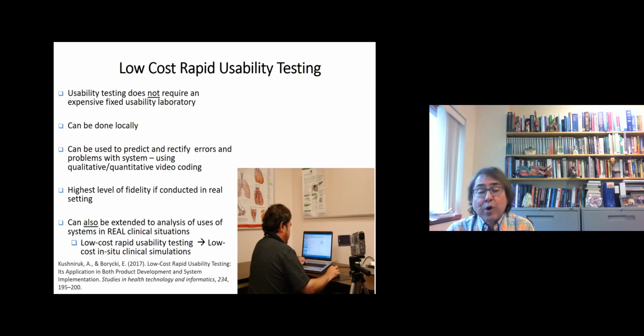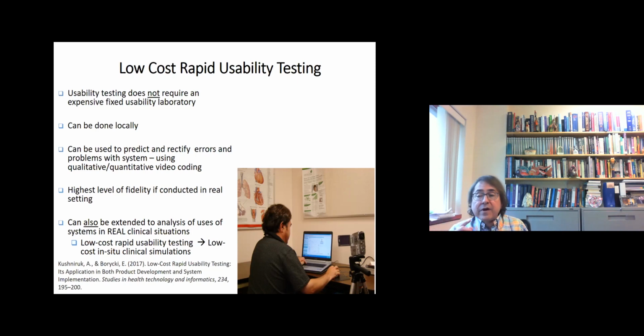We can predict and rectify errors using video coding, and we'll talk a bit about that today. And I will note, when we see the video coding we'll talk about today, it's rather formalized with coding schemes and all that. But in many projects I've worked with, even recording users when they're having problems and taking it back to the developers and showing them those videos can be extremely useful as visual evidence. But today we will talk about it a bit formally with the video coding.